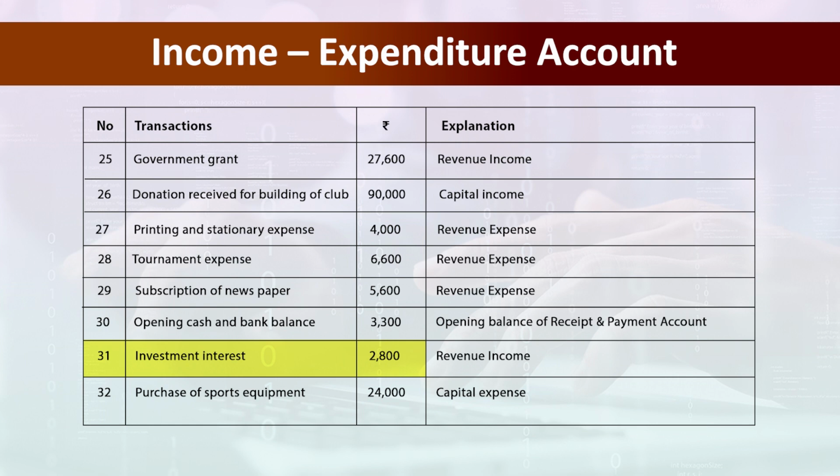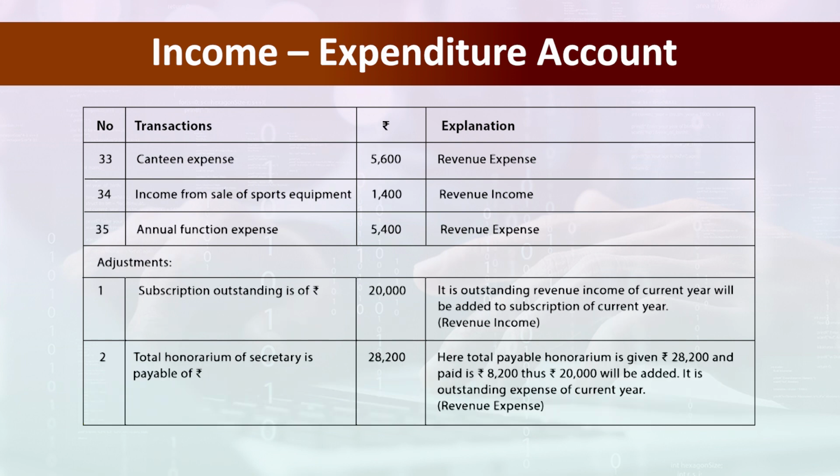Investment interest of rupees 2,800 is a revenue income. Purchase of sports equipment amounting to rupees 24,000 is a capital expense. The canteen expenses of rupees 5,600 is a revenue expense. Income from sale of sports equipment amounting to rupees 1,400 is a revenue income. The annual function expenses of rupees 5,400 is a revenue expense.